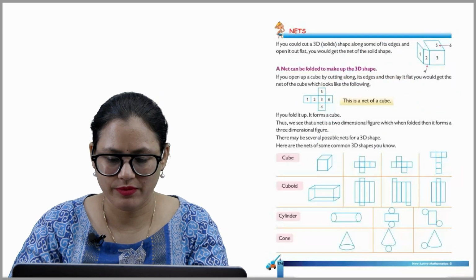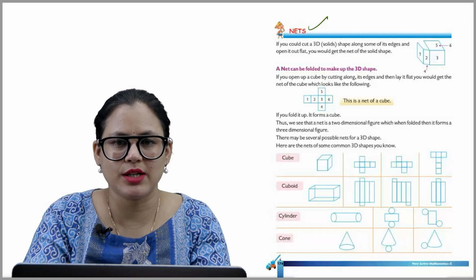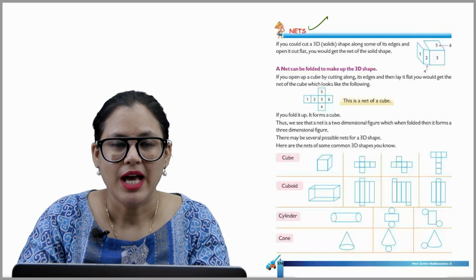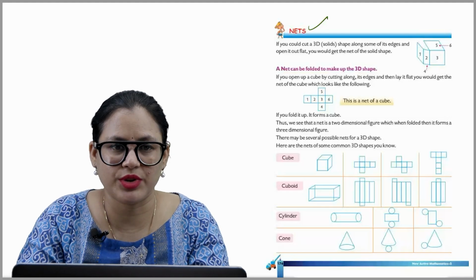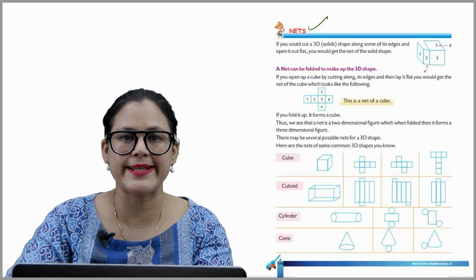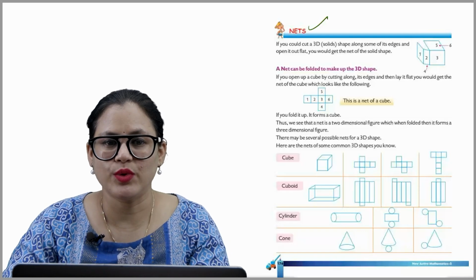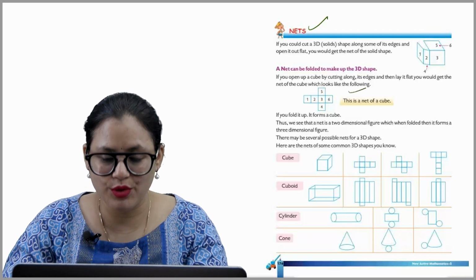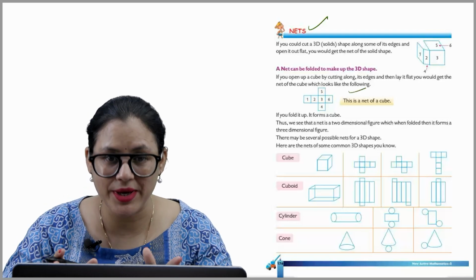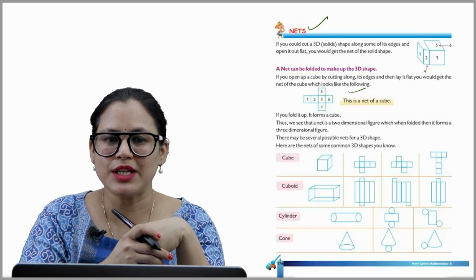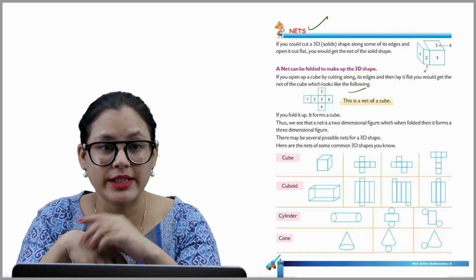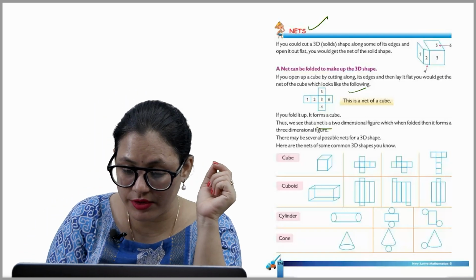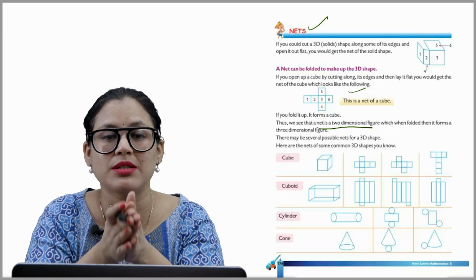Now, nets. If you could cut a 3D, that is a solid shape, along some of its edges and open it out flat, you would get the net of the solid shape. A net can be folded to make up the 3D shape. If you open up a cube by cutting along its edges and then lay it flat, you would get the net of the cube, which looks like the following. See, this is a net of a cube. If you fold it up, it forms a cube. Thus we see that a net is a two-dimensional figure, which when folded forms a three-dimensional figure. Right? Remember, a net is a two-dimensional figure, but when folded, it forms a three-dimensional figure.